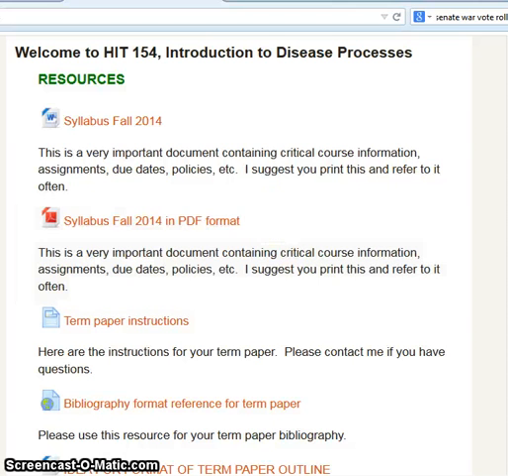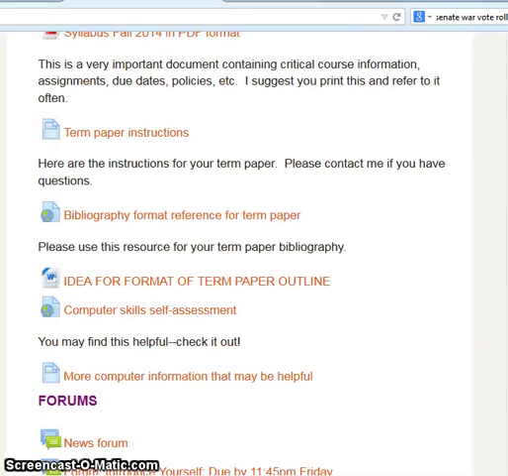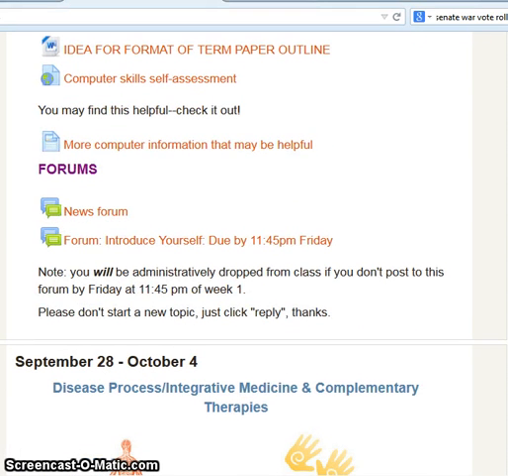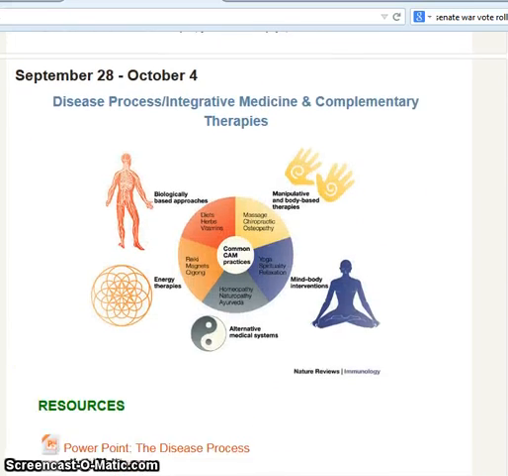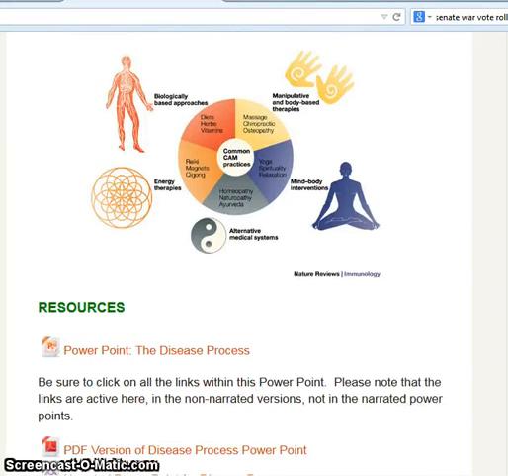I pretty much have the pages set up the same every week with resources. So this is information that you refer to, with forums. News forum is for announcements. Here's the forum that is due by the end of the first week, and the introduce yourself forum. Then during week 1, again, I have resources.